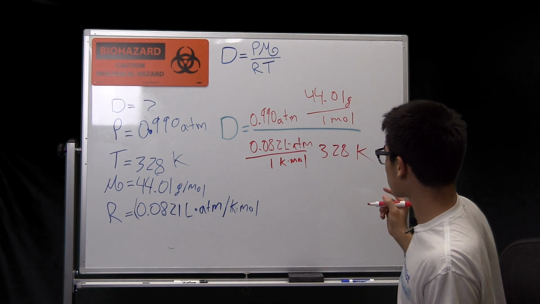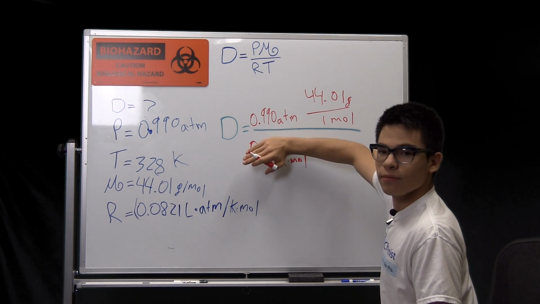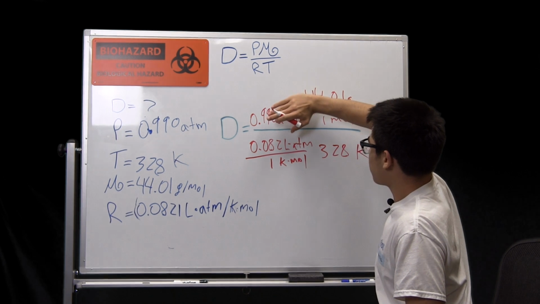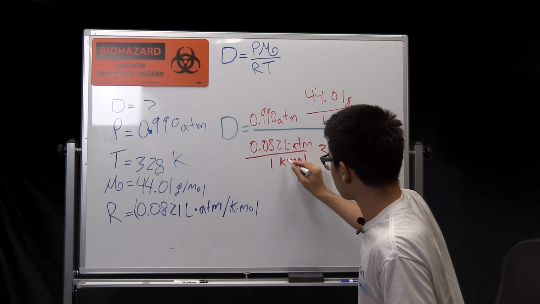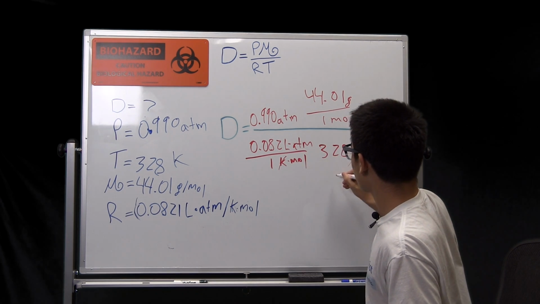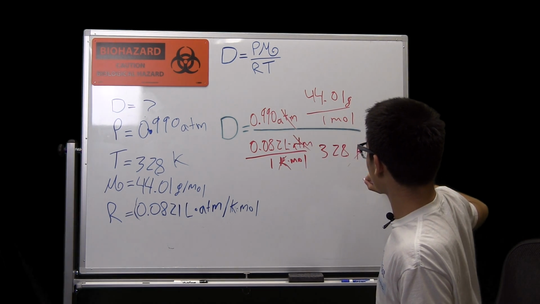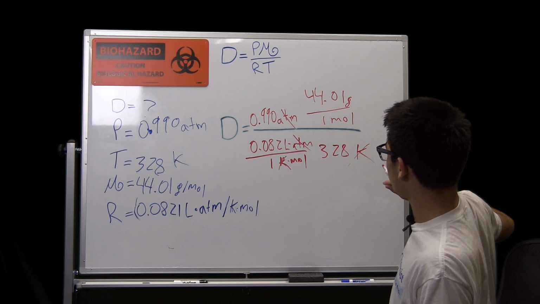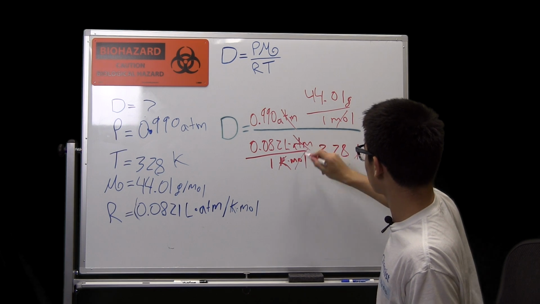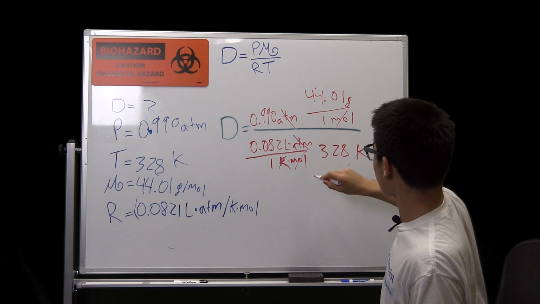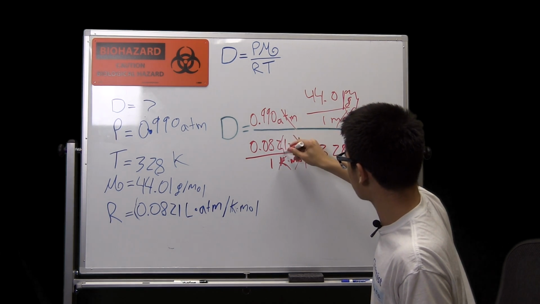Okay, so now we can start canceling. The first thing I'm going to look at, can we cancel anything up top here? No. Can we cancel anything up top here? No. So now we're going to start canceling within the problem. We can cancel Kelvin, Kelvin, can cancel atmosphere. We can cancel moles there. And that's about it. So what are we left with? We're left with grams, and we're left with liters.